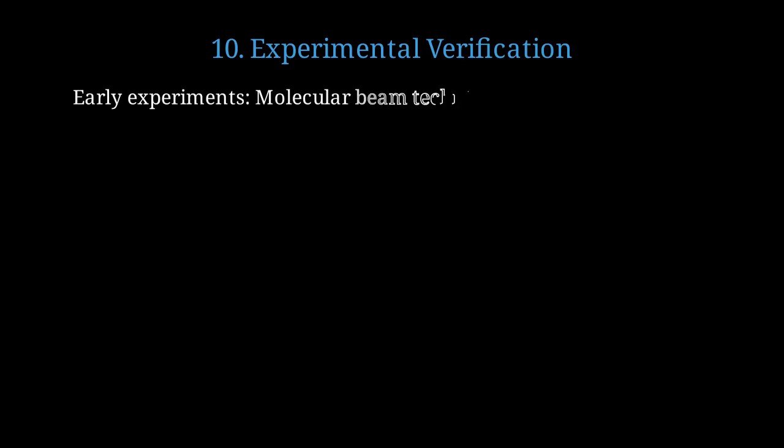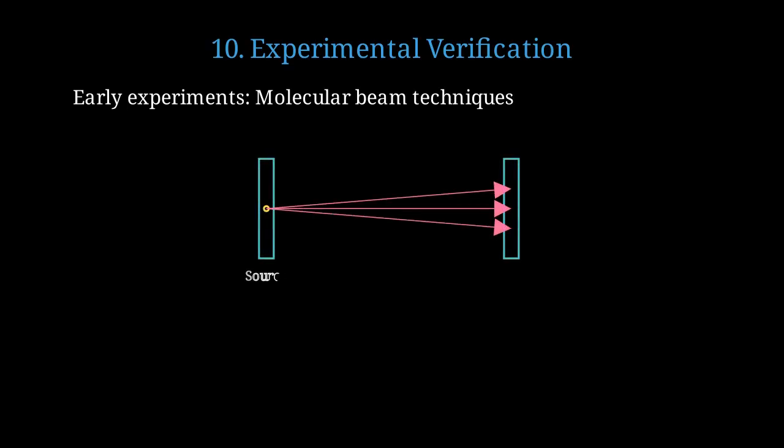How did scientists verify Maxwell's theoretical prediction? This is where theory meets experiment. Early experiments used molecular beam techniques, where gas molecules stream through a small hole and their speeds are measured. A molecular beam apparatus has a source chamber with a small hole, allowing molecules to escape. Different speeds arrive at the detector at different times or angles.